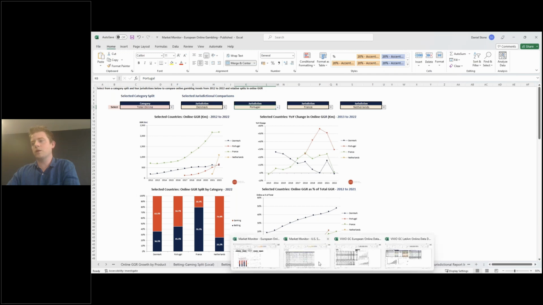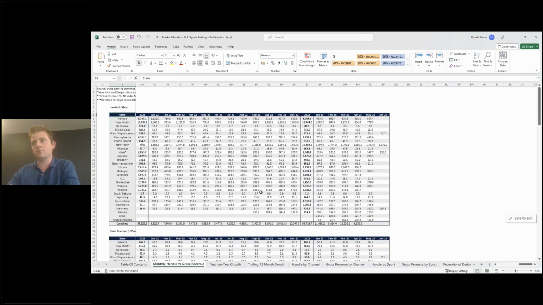So just going to move on to another one of our market monitors here, our market monitor for US sports betting. You can see here we have a more granular time frame, monthly view of market trends across the US sports betting space, again dictated by the way data is reported in this sector of the industry. We can see we're tracking data across nearly 30 states at this point. Again, as new markets launch, this market monitor is expanding to incorporate new jurisdictions.